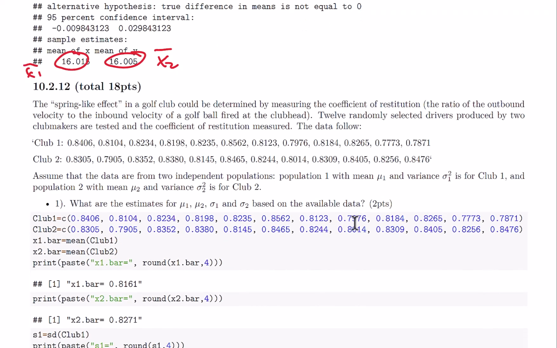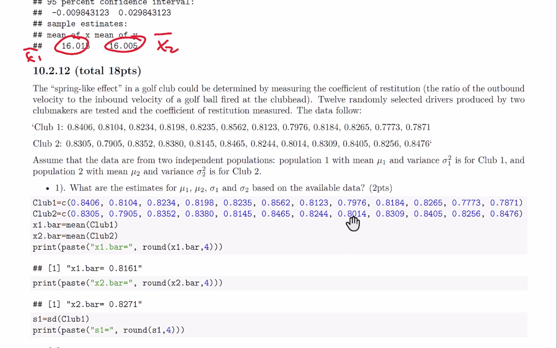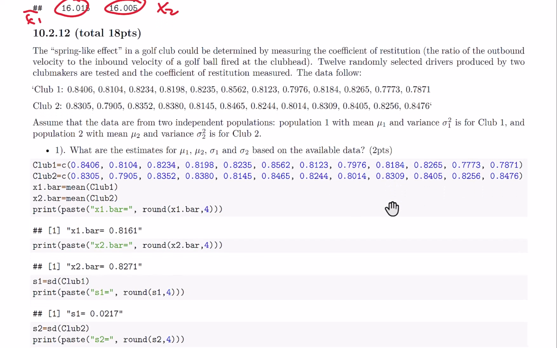Okay, for 10.212, this is still about the difference of two population means, but now we do not know the population variances anymore. You see we have club 1, club 2. In this case, because we do not have any information about the population variances or standard deviations, we have two ways. Remember, we have two cases. Please check the notes. One case is where we assume these two population variances are equal, and the second case is where they are not equal. Of course, the equal case is easier.